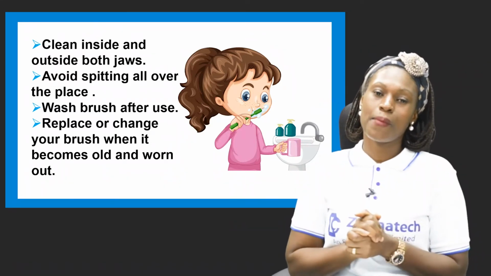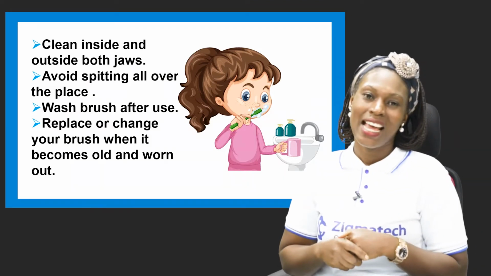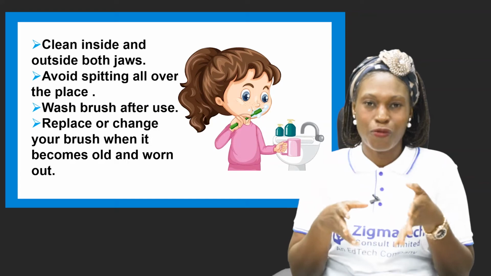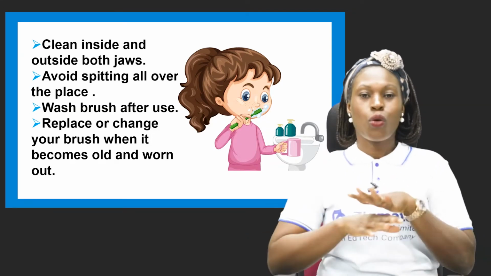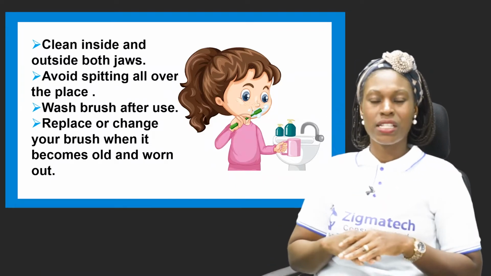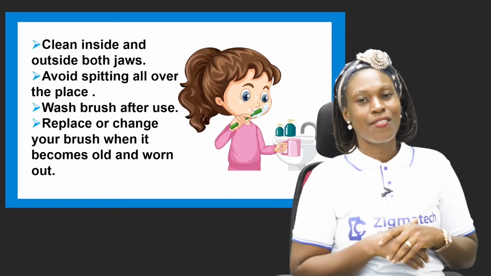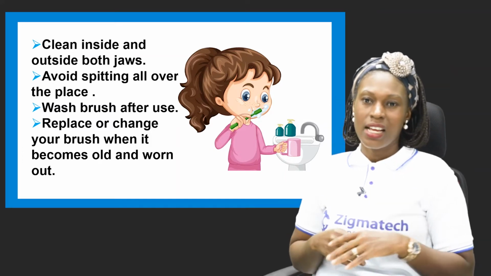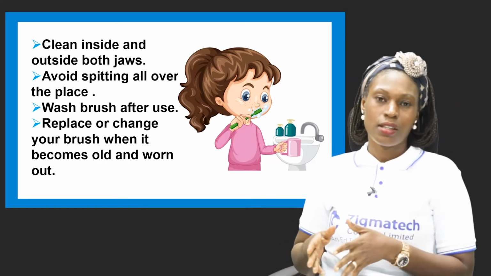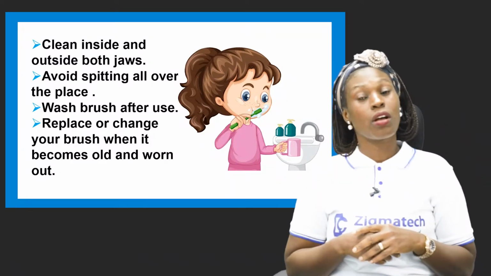Those are the steps. The next step you need to take note of is avoid spitting all over the place. Now some persons will brush and then they will not leave it in a good shape for the next person to brush. As they go brush, everywhere is with their mess. So avoid spitting all over the place when you're brushing. Brush, clean up, and leave it clean for the next user. Now wash your brush after brushing. Don't just keep it. Wash it and keep it for the next use. Also, replace or change your brush when it becomes old and worn out.